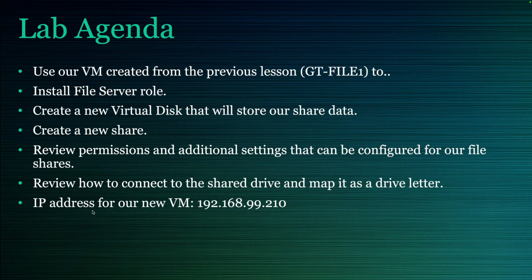After that, we're going to create a new file share. Then we're going to review permissions and a couple of additional settings that can be configured for the file shares. Then we're going to review how to connect to our new shared drive and map it as a drive letter. And last but not least, just so you know, the IP address for our new VM is going to be 192.168.99.210. I went ahead and pre-set up all of the VM network information and got it ready, just because we've covered a lot of that in the previous lessons, and it's just going to speed us up where we can get through this quickly. But let's go ahead and jump into our lab.